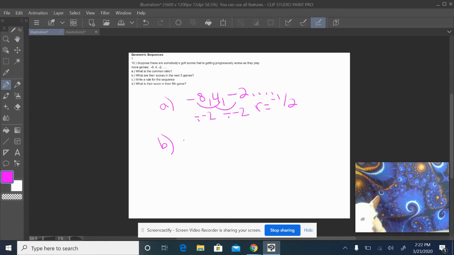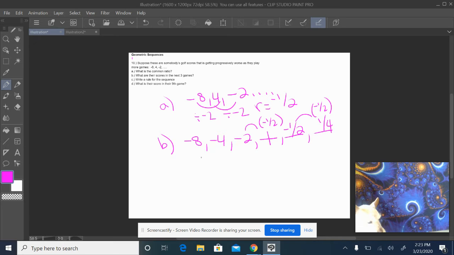So with multiplication, what are their scores in the next 3 games? So -8, 4, -2. So in the next 3 games, I'm going to follow this pattern. So -2 times -1/2 is going to give us 1. 1 times -1/2 is going to give us -1/2. And -1/2 times -1/2 is going to give us 1/4.